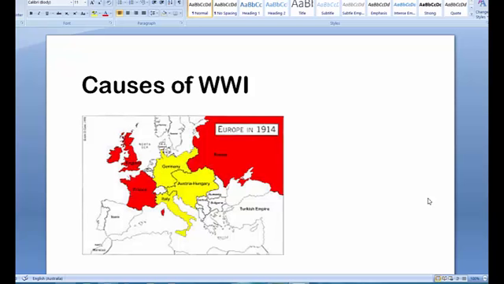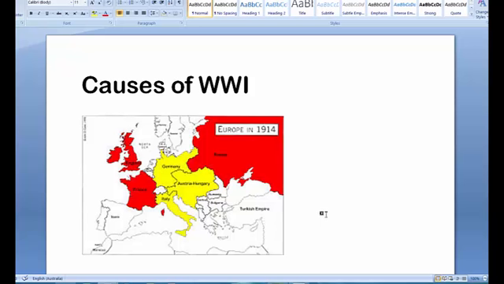So far, you guys have done a map, and here's a map that looks like the one that you did, that actually looks at the different alliance systems in World War One. And you know that there were two teams, if you like, two sides. One was the Triple Entente, and that consisted of Russia, France, and England. And the opposition was known as the Triple Alliance, and that consisted of Germany, Austria-Hungary, and Italy.